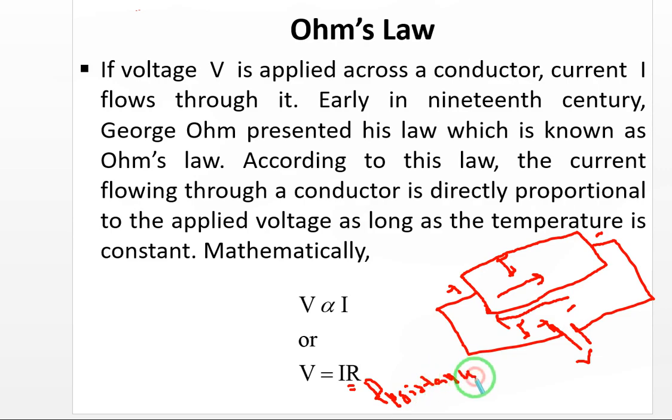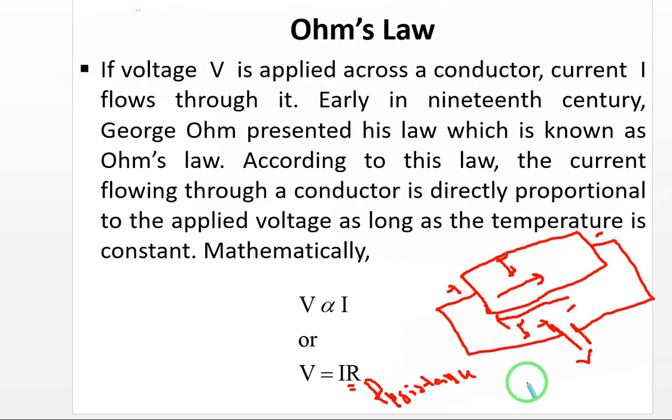We use Ohm's law where we have a resistance in a circuit. When we have a resistance in a circuit, we apply Ohm's law. Otherwise, we will not, because we have resistive circuits, capacitive circuits, and inductive circuits. When a capacitive or inductive circuit is there, we cannot apply Ohm's law.